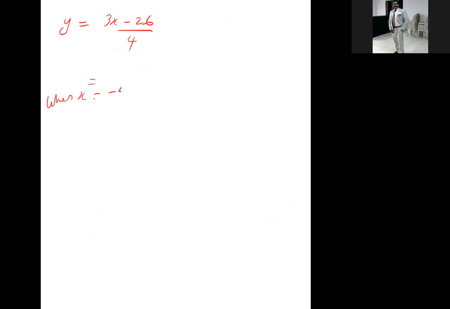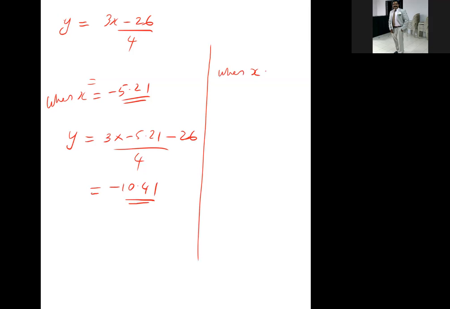So what is the equation for y we got? y is equal to (3x minus 26) by 4, correct? So when x is equal to minus 5.21, what will be the value of y? 3 into minus 5.21 minus 26, divided by 4. That is going to be minus 10.41. When x is equal to 9.21, the value of y is 3 into 9.21 minus 26, divided by 4. That is happening at 0.4075. So we are getting the two values of y.